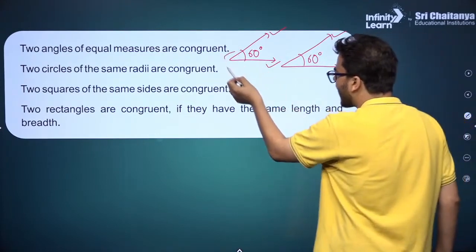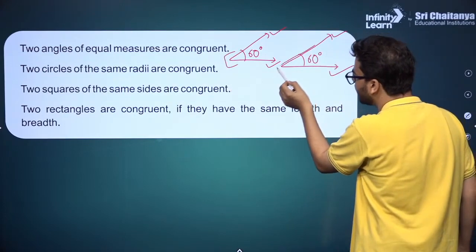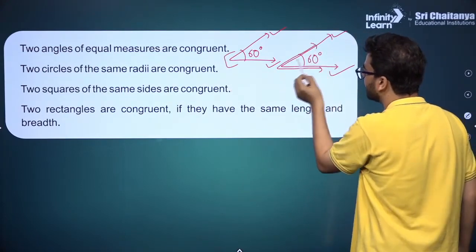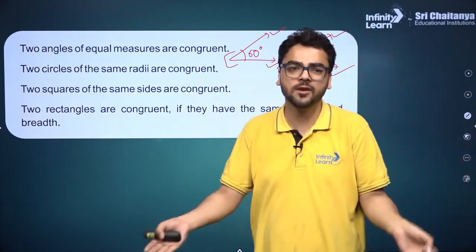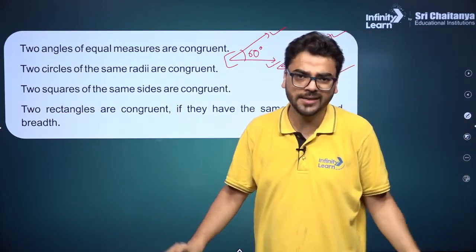Basically, if you take this angle and if you put it over here, it will cover it up exactly. Okay. So the length of the arms does not matter in case of congruency of angles. Basic logic, basic concept, right?